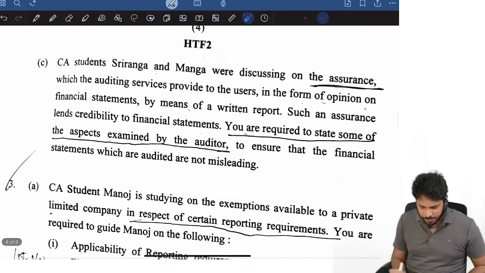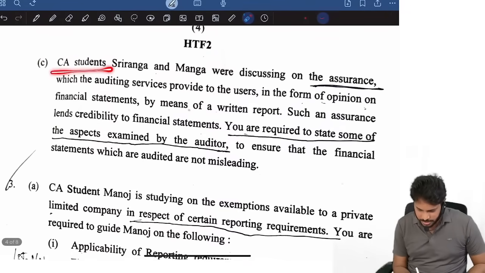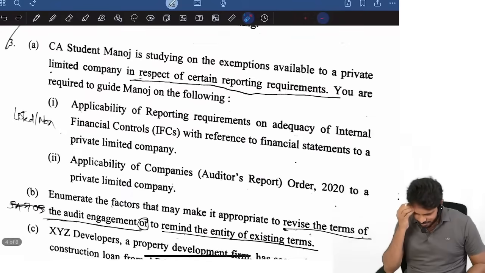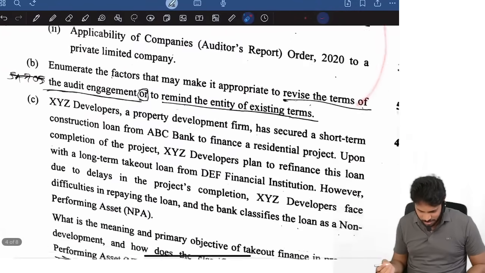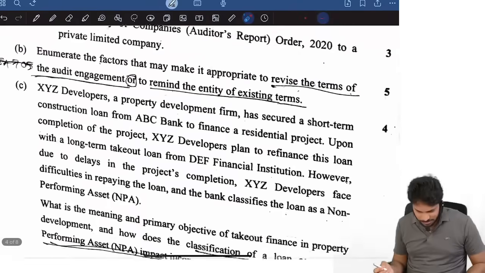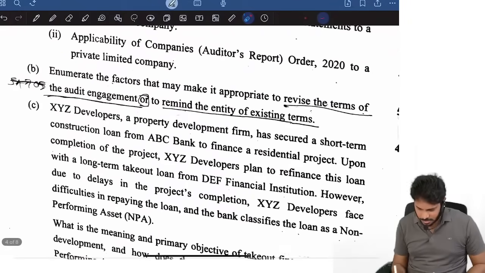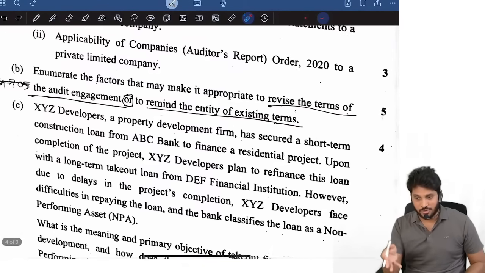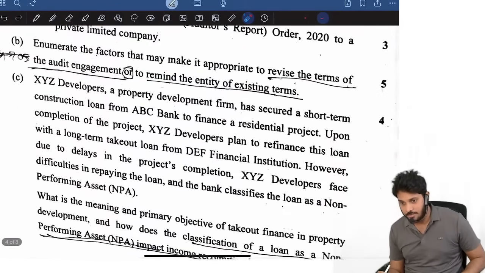Now, CA students Riranga and Manga were discussing assurance. You are required to state some aspects to examine to ensure that audited financial statements are not misleading. All are straight questions only this time. IFC point they're asking. Factors for revising terms of engagement. Remember, I did the expected questions marathon also. Inside that, I clearly told.